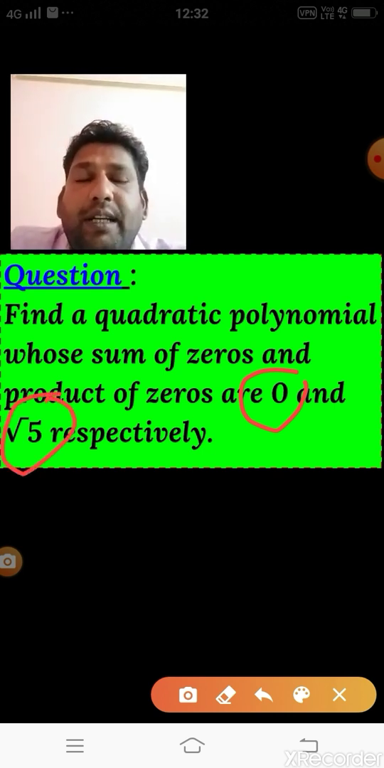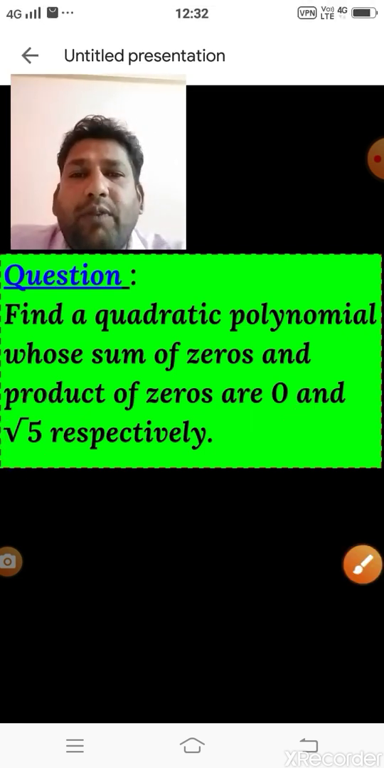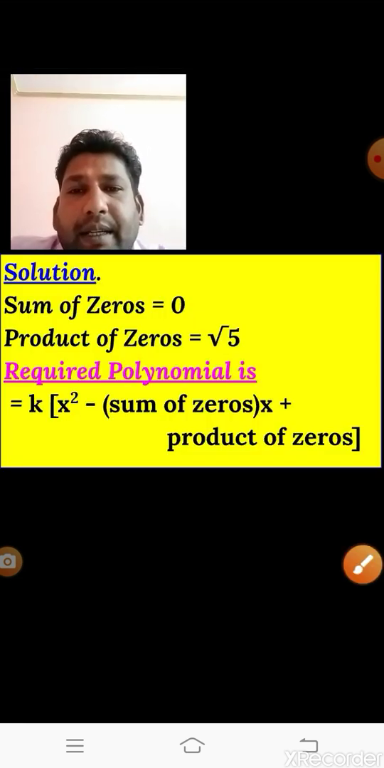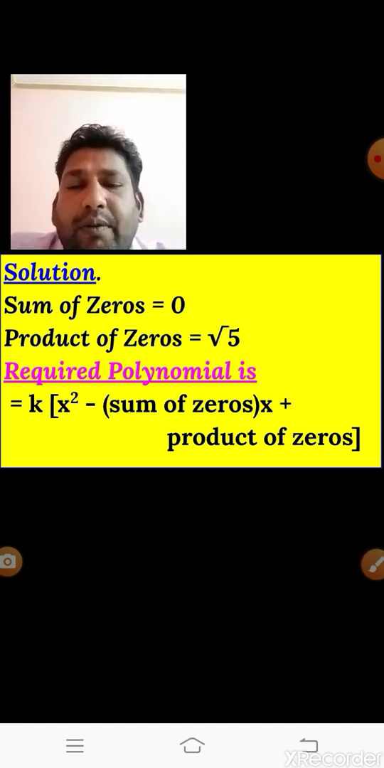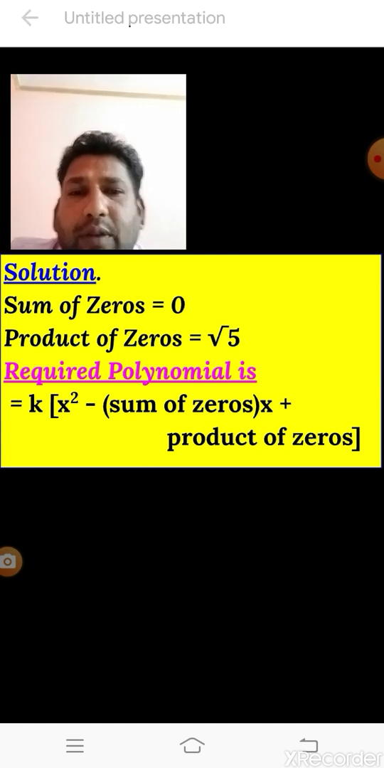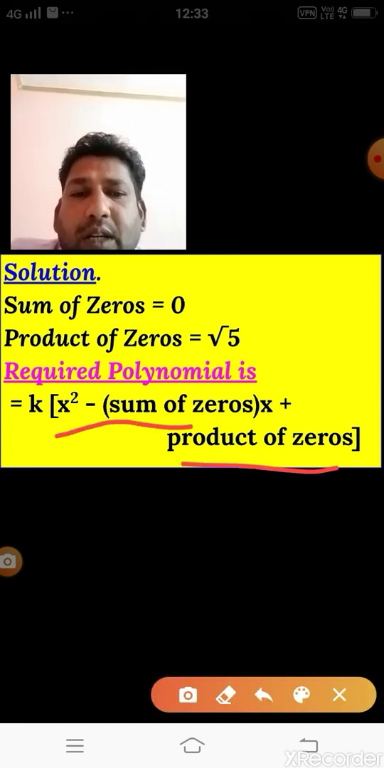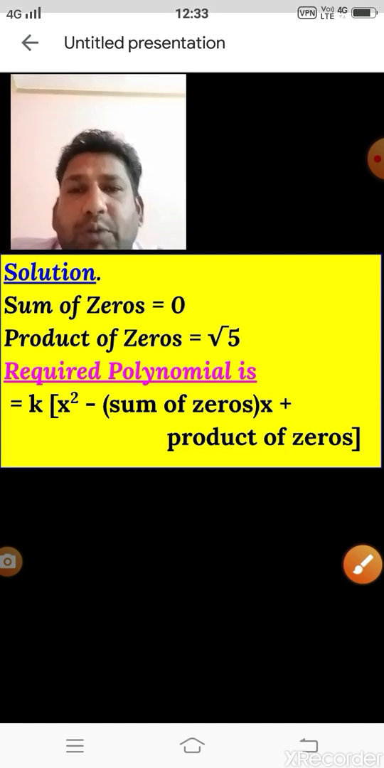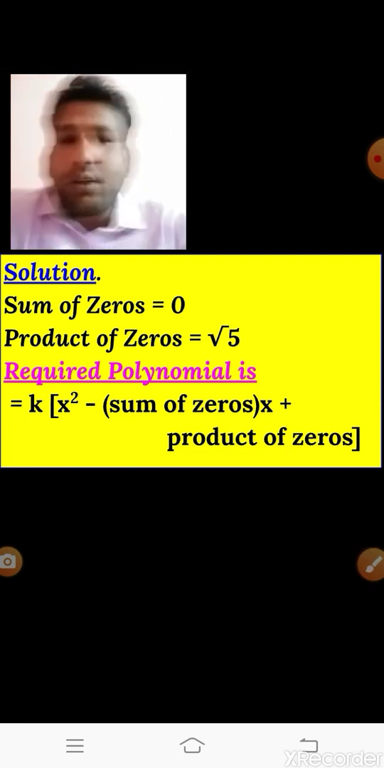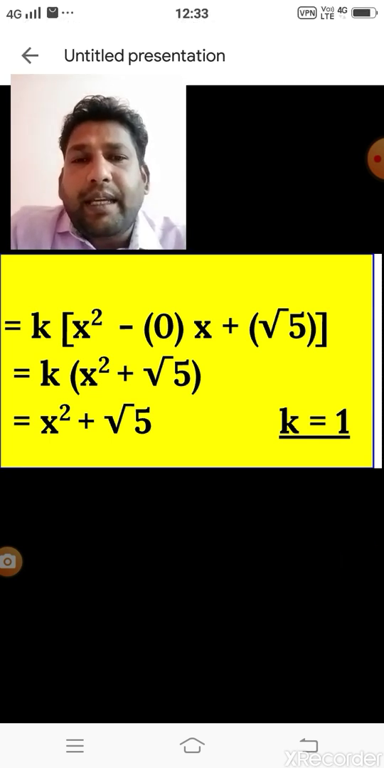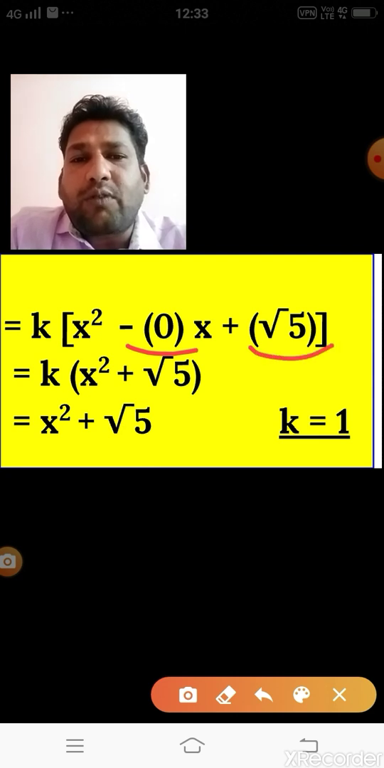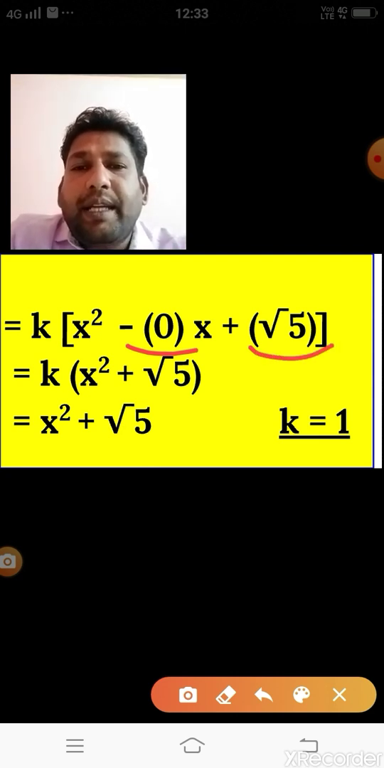And if you are substituting in the quadratic polynomial form, then what are we getting? Here we have sum of zeros and product of zeros, and the required form we are observing here is k into x square minus sum of zeros into x plus product of zeros. Substituting the values of sum of zeros and product of zeros in the standard polynomial form, we get 0 into x, which is 0. So we get k into x square plus √5.